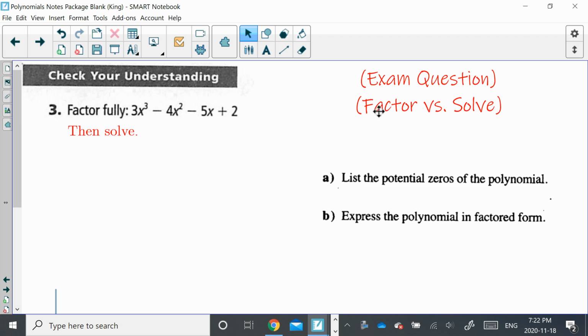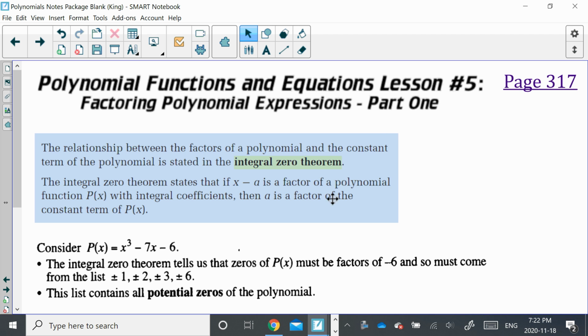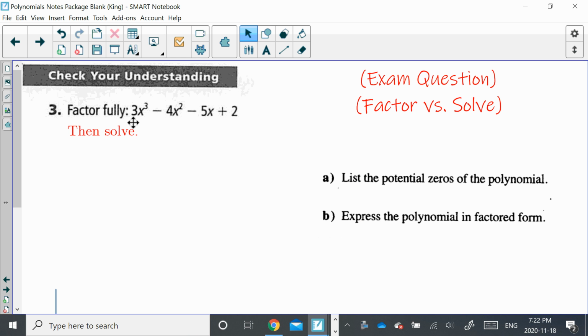Hi, Math 30s. This question is from your note package in lesson 5. When we did lesson 5, I said we will skip this question and come back to it. Basically, what we're doing in this question is fully factoring this polynomial expression, and then we're going to be solving it. I'm going to talk about the difference between factoring and solving.